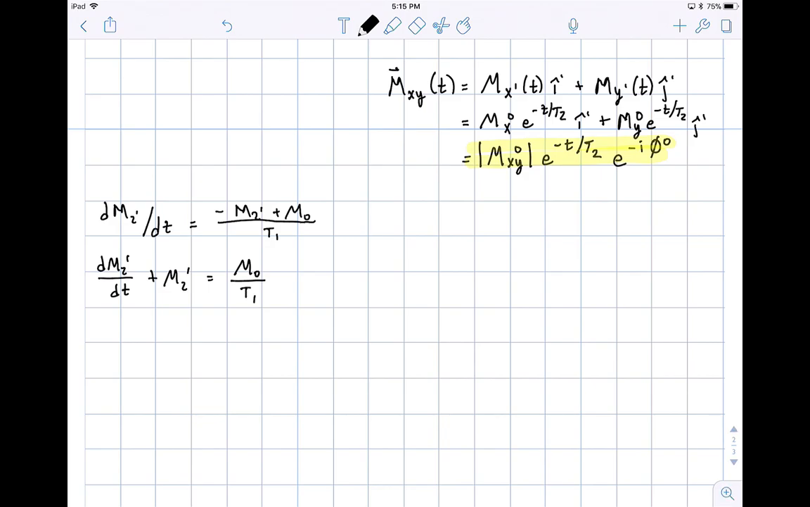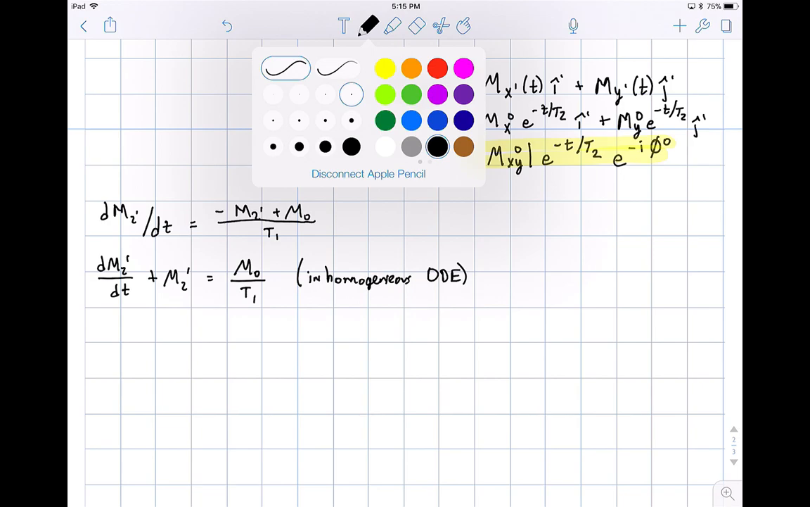And so that's just by rearranging, but you might recognize this as being an inhomogeneous equation. Inhomogeneous because the right hand side is not zero. You effectively have zero in the mx component and the y component. So, what do solutions for these look like?